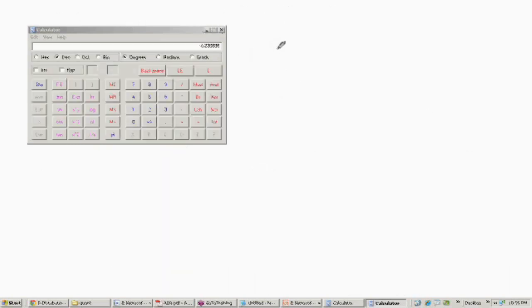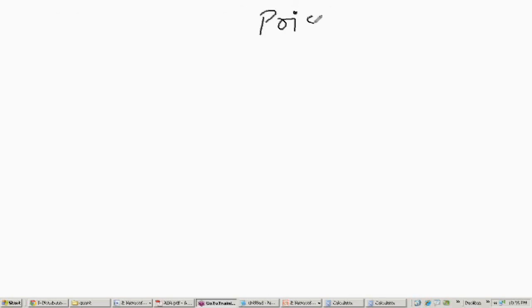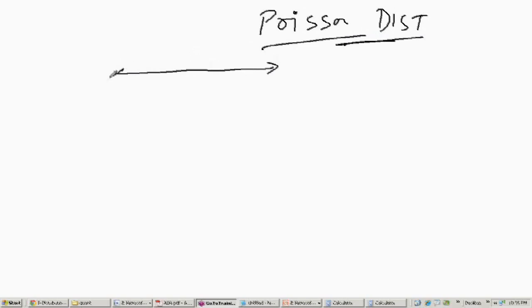The third type of distribution which you will have over here is known as the Poisson distribution. Poisson distribution is a discrete distribution, and it is used to find out the probability for a certain period of time.